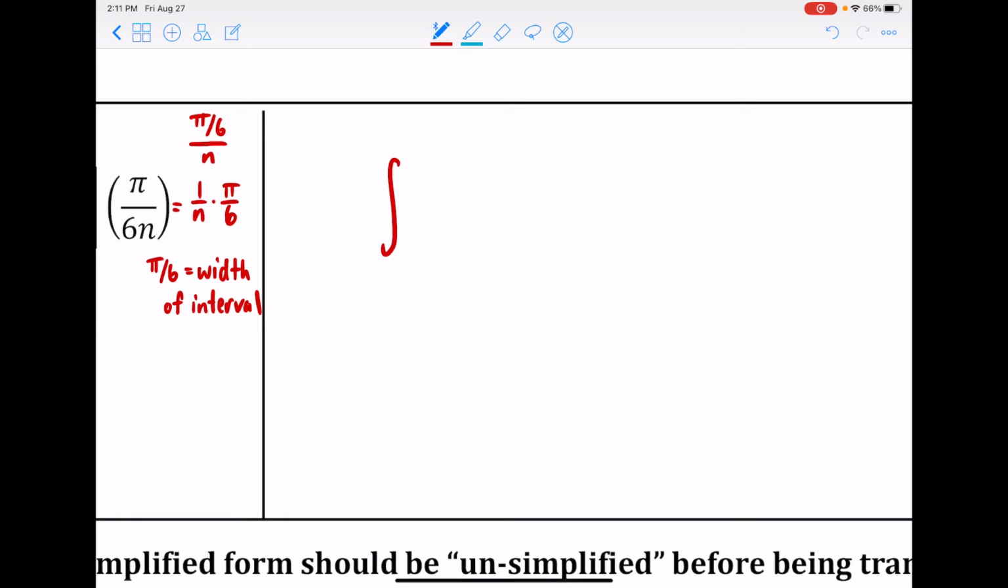All right, so our integral is going to run from 0 to pi over 6, because that was the width of our interval. Our function here is going to be cosine x dx. And if you're curious, the area under the curve there is exactly 1/2.